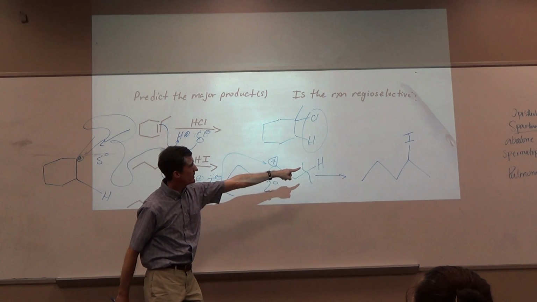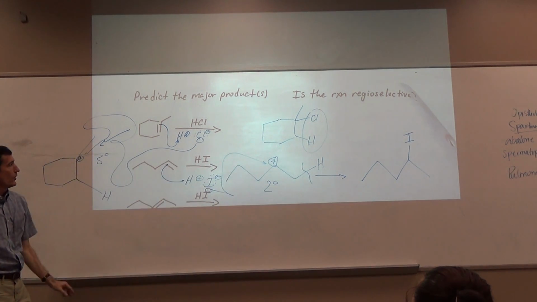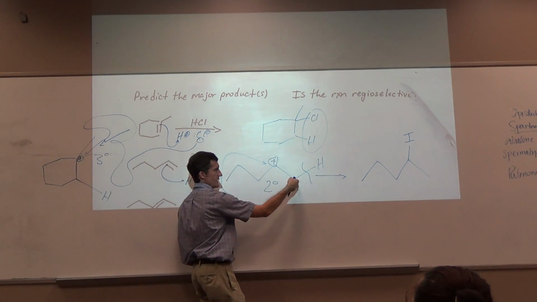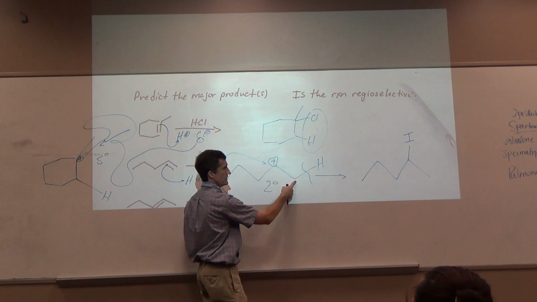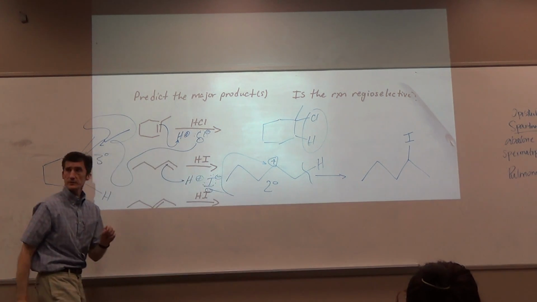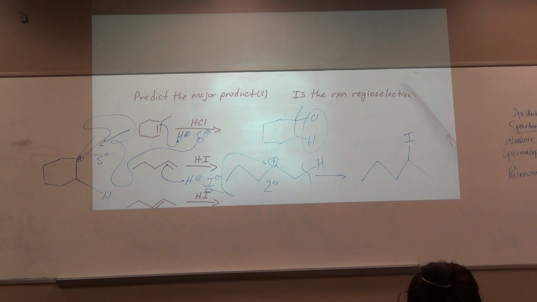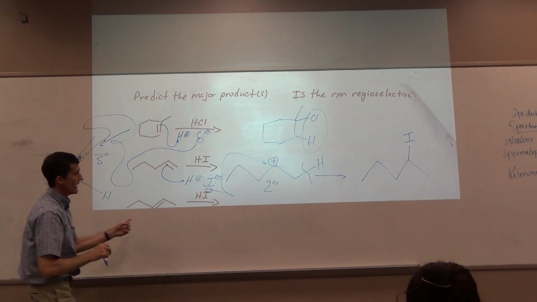Okay, do we expect regioselectivity? Yes. Or do we expect just as much product with the iodine on the end? No, iodine on the end would have come from a primary carbocation. That would be higher in energy and less likely to form. How about the third one?